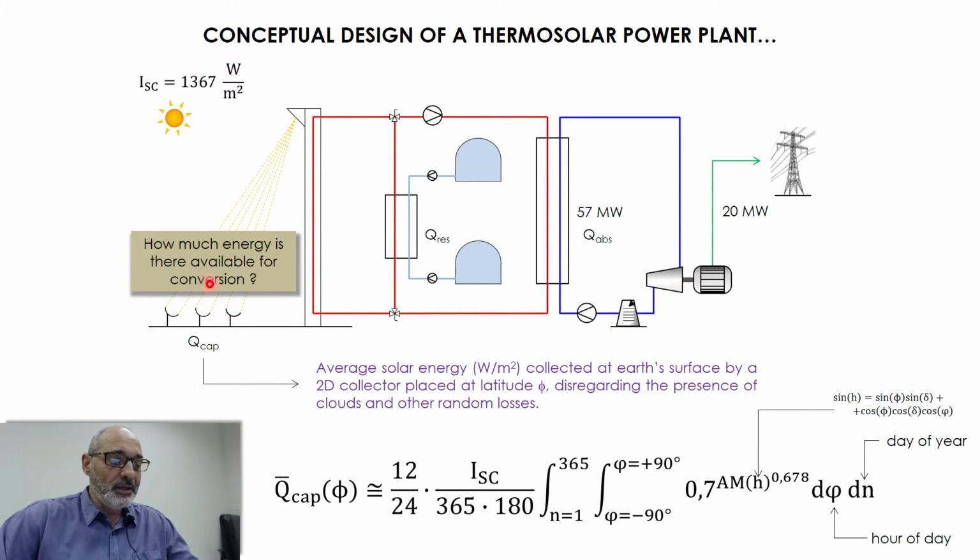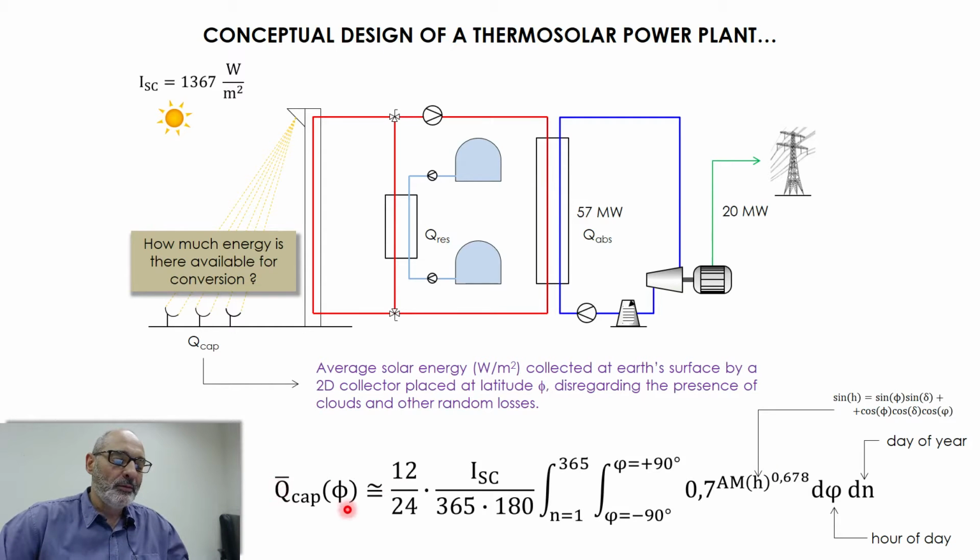Okay, so what we're going to do is integrate this during the whole year. We're going to do this calculation here, with 0.7 to the air mass coefficient and so on. This is the amount of energy that arrives on the surface here, depending on the sun's elevation, h, as a function of the hour of the day and the day of the year.